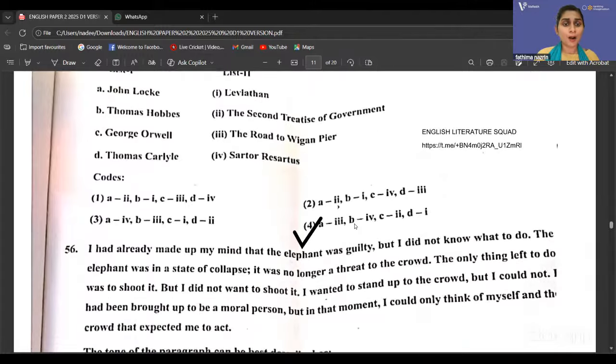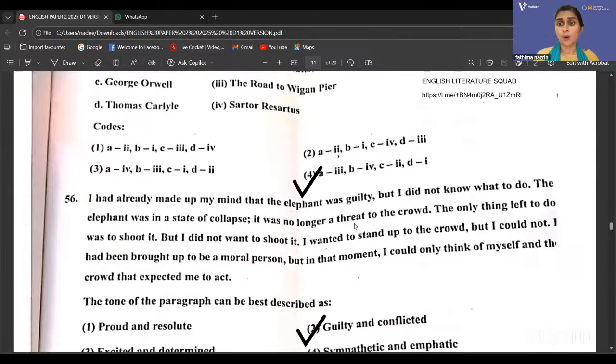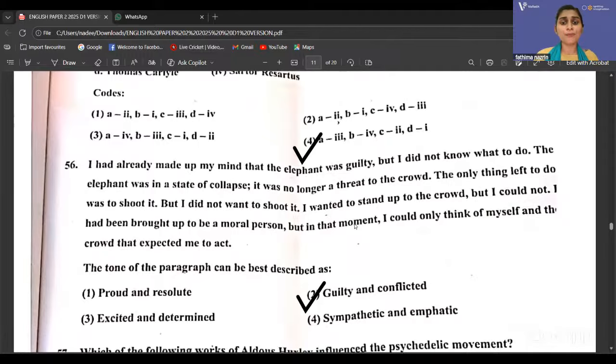Okay. I had already made up my mind that the elephant was guilty, but I did not know what to do. The elephant was in a state of collapse. It was no longer a threat to the crowd. The only thing left to do was to shoot it, but I did not want to shoot it. I wanted to stand up to the crowd, but I could not. I had been brought up to be a moral person, but in that moment, I could only think of myself and the crowd that expected me to act. The tone of the paragraph can be best described as, it is option 2, guilty and conflicted.